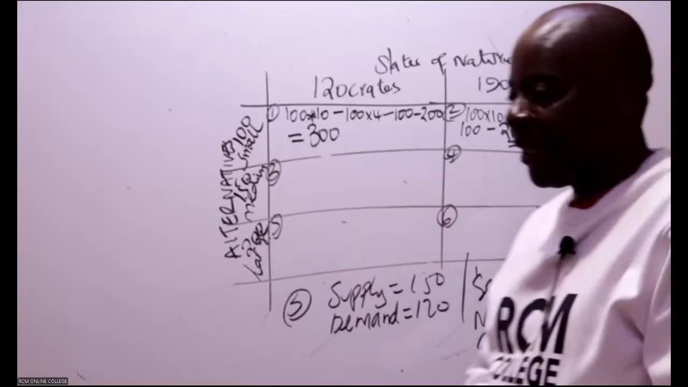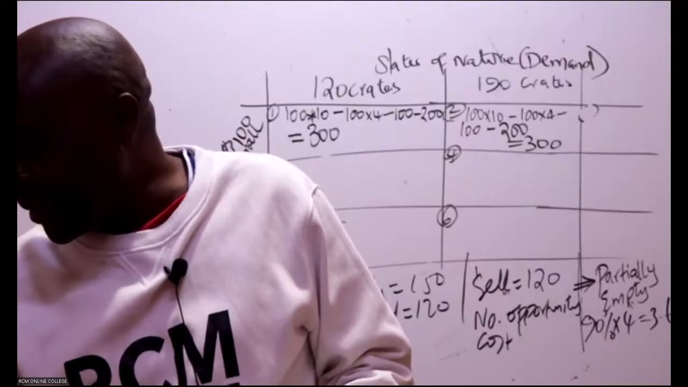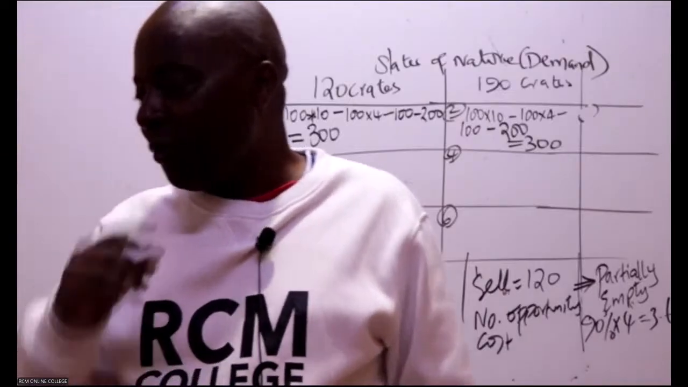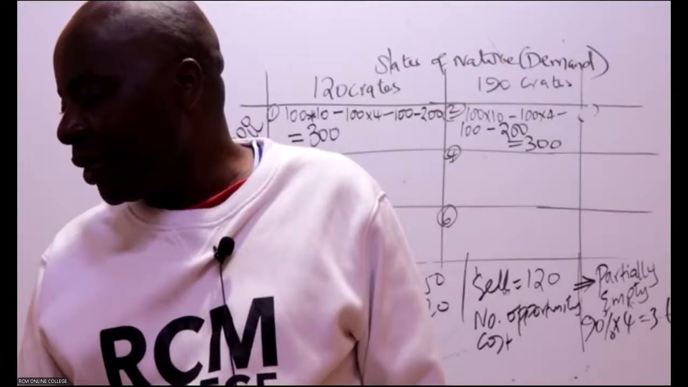Let me read this again. You guys are very bright. Because they have told me here, ladies and gentlemen, that the variable cost is 4 per crate for all van sizes, subject to the fact that if the capacity of the van is greater than the demand for crates in a period, then the variable cost will be lower by 10% to allow for the fact that the vans will be partly empty when transporting crates. So in this case here, the variable cost will be 3.6.